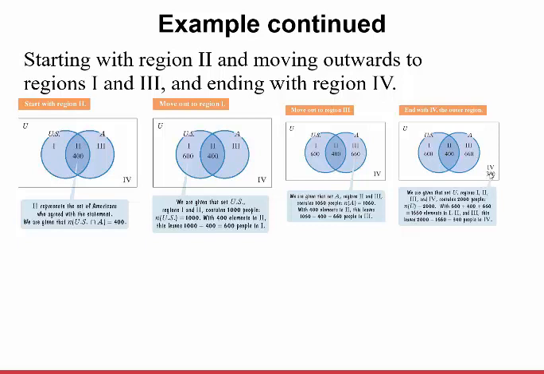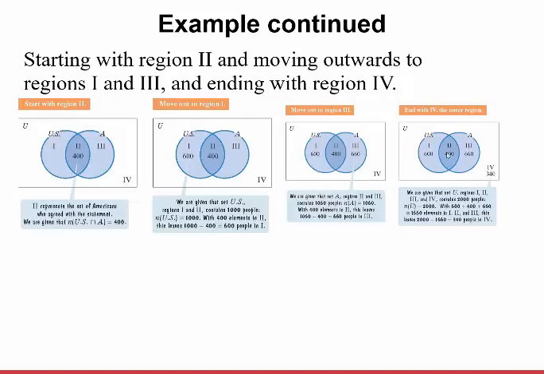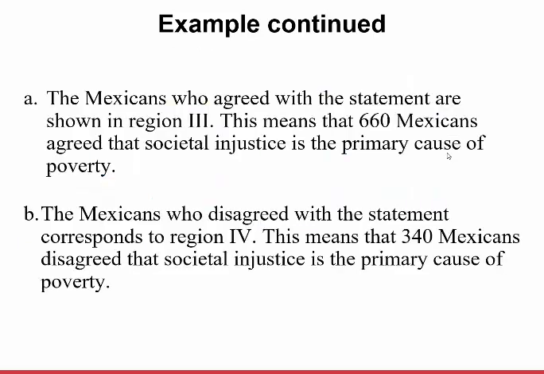Look at this, I've got them all labeled now, so we can answer the question. The Mexicans who agree with this statement are shown in region 3, because these are people who agree but are not of US nationality. So 660 Mexicans agree that societal injustice is the primary cause of poverty. The Mexicans who disagree correspond to region 4, so 340 Mexicans disagree that societal injustice is the primary cause of poverty.